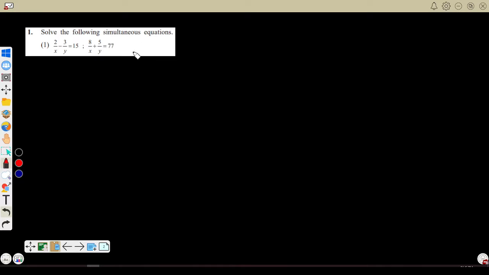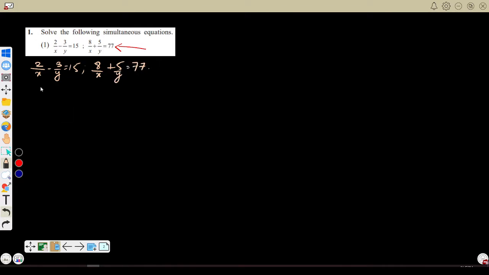Fine, so we'll start with practice set 1.4 question number 1, which says solve the following simultaneous equations. If you observe this, these are not linear equations because they are not in the standard form. So before solving this, we will convert the given simultaneous equations into linear equations. Before starting with the solution, I'll just copy the equations. The equations are 2 upon x minus 3 upon y is equal to 15, and the second equation is 8 upon x plus 5 upon y is equal to 77.